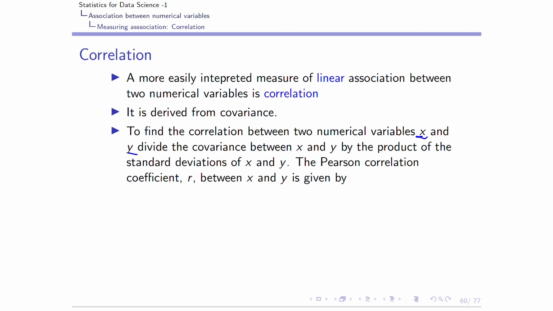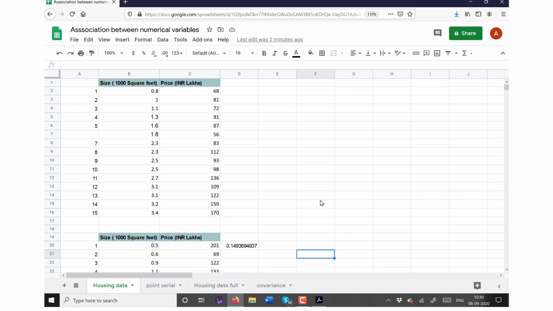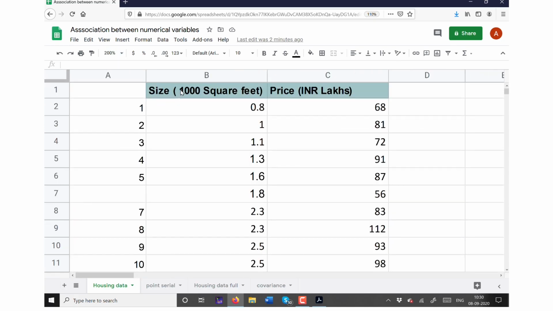Again, going back to our example, you can see that I have this example here where I have size and price of a house. There are 15 observations. So, if you can look at this, let me zoom it a bit more. So, you can see that I have the size and price. So, x is my explanatory variable, which is the size of the house. Y is my response variable, which is the price of the house.